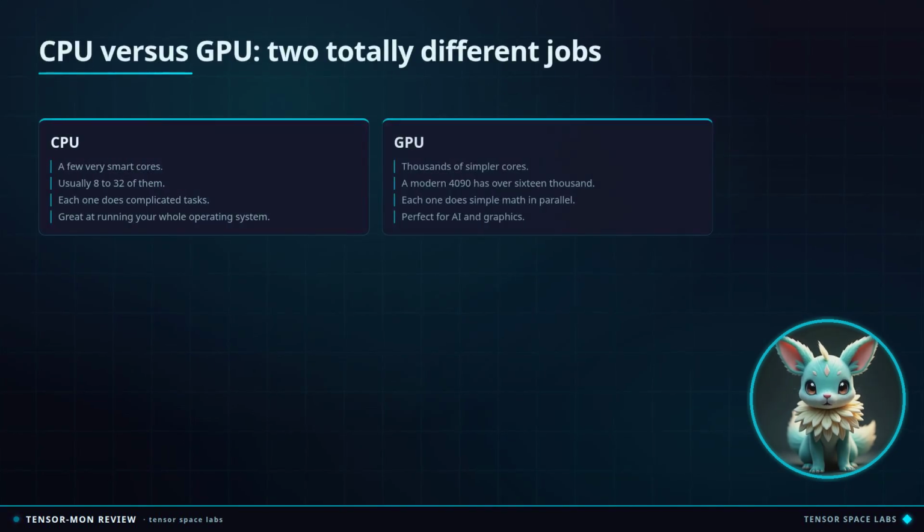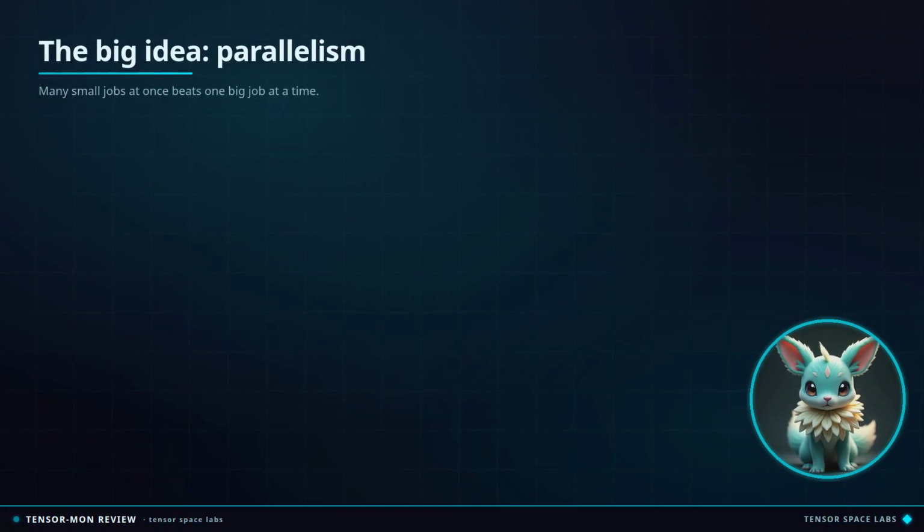The CPU has a few really smart cores. Maybe 8, maybe 32. They handle complicated jobs one at a time. The GPU is the opposite. It has thousands of tiny cores that do simple math at the same time. Different job, different design. Here is the idea. If you need to add 2 huge lists of numbers, a CPU adds them one pair at a time, super carefully. A GPU adds thousands of pairs all at once. For the kind of math that AI models do, that is the whole game.